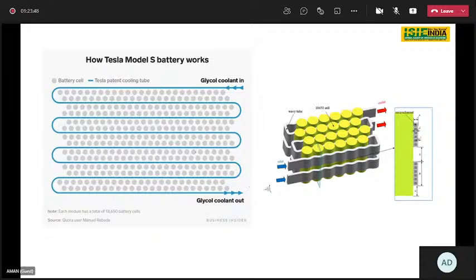In the Tesla Model S, you can see this battery pack, and they are using cylindrical cells. With this cylindrical cell, they come with a very unique idea. This blue line is nothing but Tesla's patented cooling tube. Let's consider this is a copper tube. As you can see here, this is a top view of the battery pack, and this is the side view. We can see this tube looks somewhat like that.